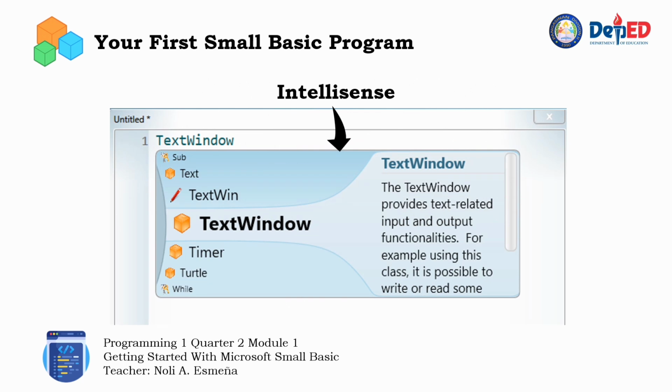As you type your codes, you may have noticed a window that is popping out, recommending some words. This is called the IntelliSense feature of Small Basic. It helps us to code faster and more accurately.